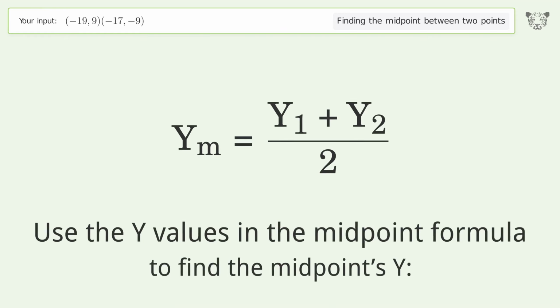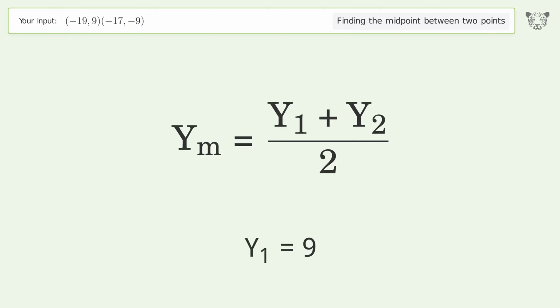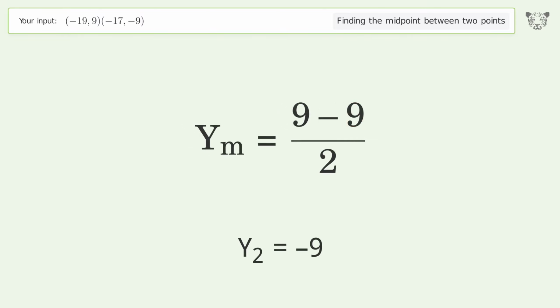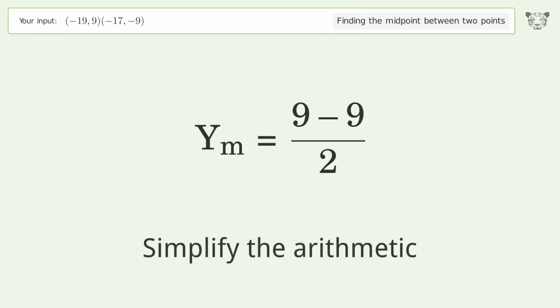Use the y values in the midpoint formula to find the midpoint's y. y1 equals 9. y2 equals -9. Simplify the arithmetic.